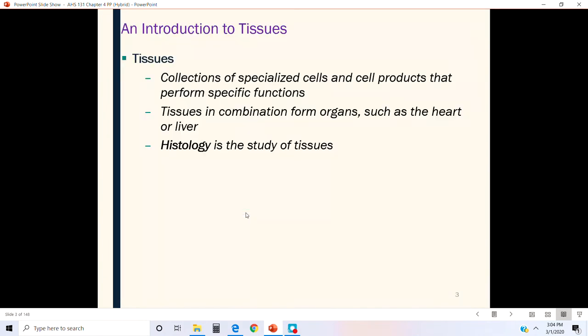So if we were going to define what a tissue is, very simply, we can say it's a collection of specialized cells that perform specific functions, right? So the function of the specialized cells are going to determine the function of the tissue. And as we saw in the previous slide on the diagram, tissues in combination are going to form organs, such as the heart, the stomach, the liver, that type of thing, right? Some organs only have a few tissue types, others have all four tissue types, okay? And then the study of tissues is known as histology, right? If you remember from previous lessons, the study of cells was cytology, histology is the study of tissues.